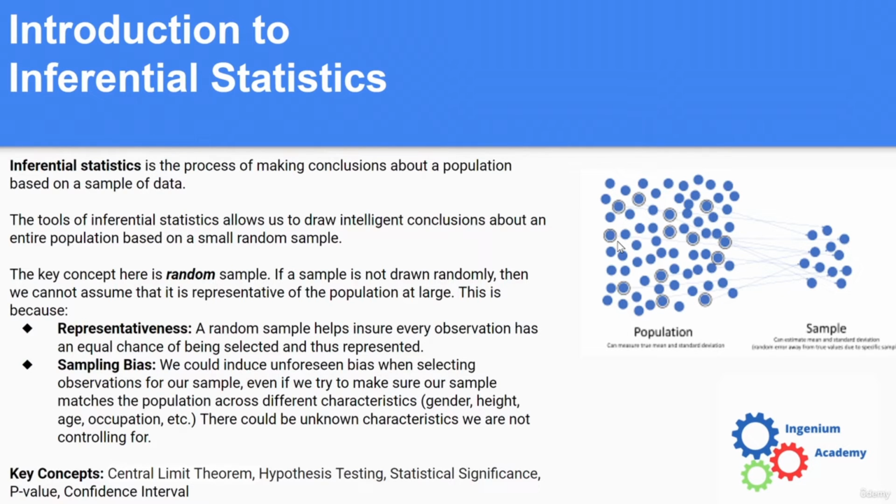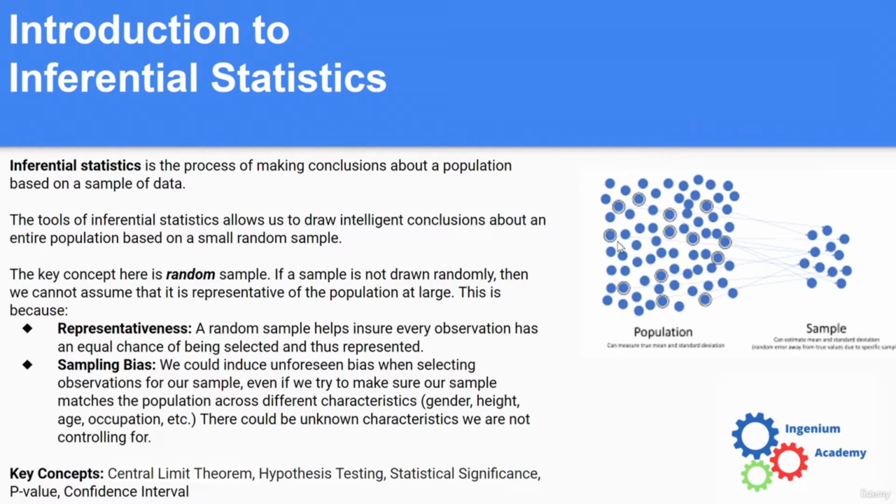Why does it need to be a random sample, first off? That's the first thing that's really hard to explain. Well, there's two reasons. One, if we take a random sample, this means that our sample is representative of the population at large. Why is that? Because it means that every observation in the population had an equal chance of being selected and thus represented.